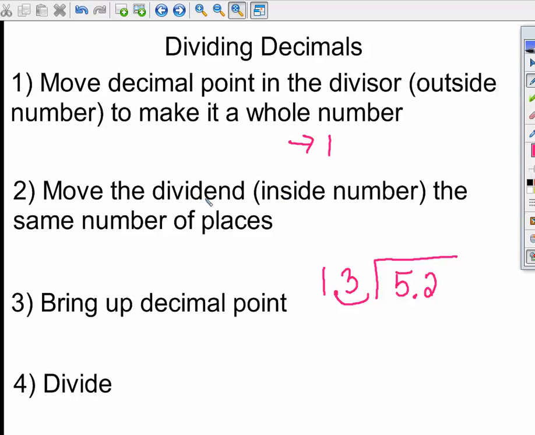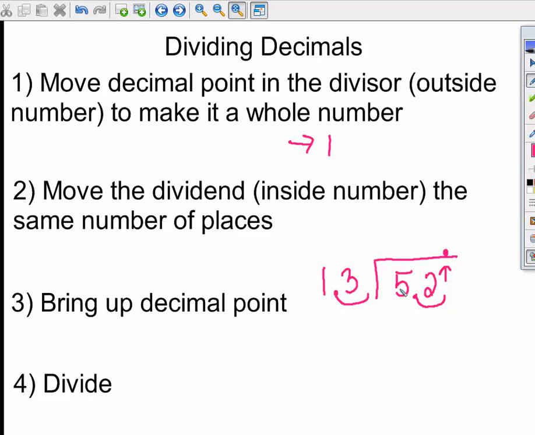That means on the inside number, I also have to move it this same amount. If I moved the decimal point twice, I move it twice on the inside. If I moved it 3 times, I move it 3 times on the inside, and so on. Since I only moved it once, I'm going to move this one once as well. Then I'm going to bring up my decimal point in my answer. It's really important to do that right away, otherwise you might forget it. Then I just have to divide.